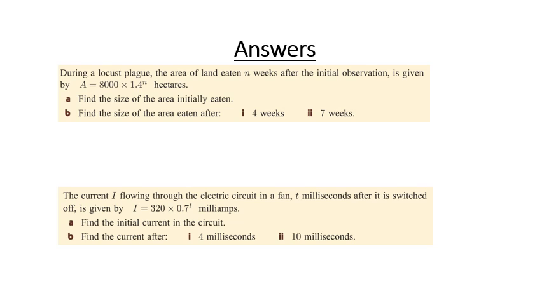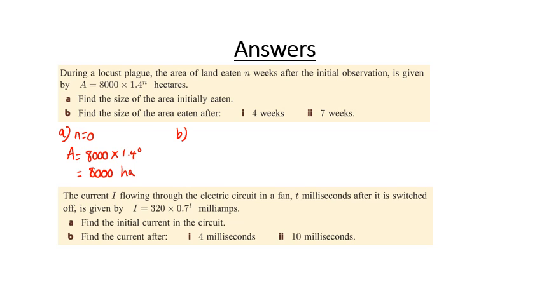Okay, our first question says, during a locust plague, the area of land eaten n number of weeks after the initial observation, so n representing the number of weeks after the initial observation, is given by a formula. The area equals 8,000 times 1.4 to the power of n hectares. So A is find the initial area. Well, the initial area is where n equals 0. So we know that n equals 0 because it was the initial time. So therefore A equals 8,000 times 1.4 to the power of 0. Now anything to the power of 0 is 1. So this is simply 8,000 times 1, which is just 8,000 hectares.